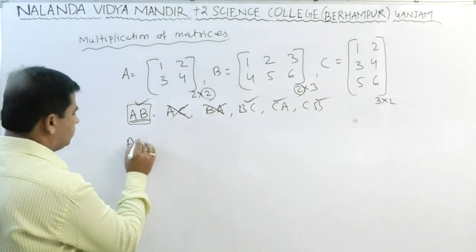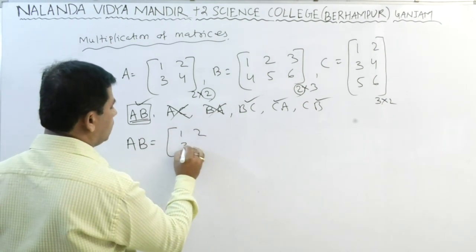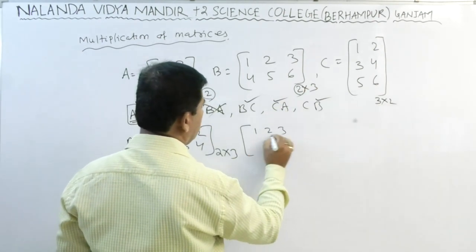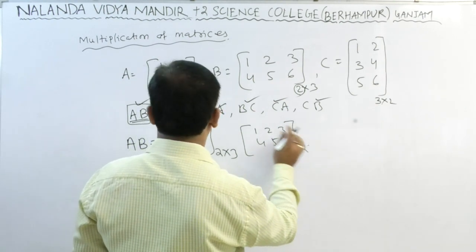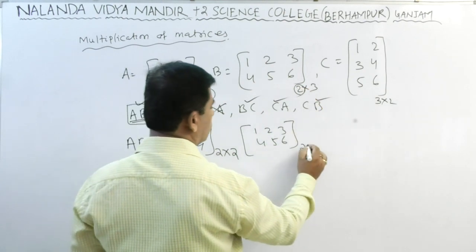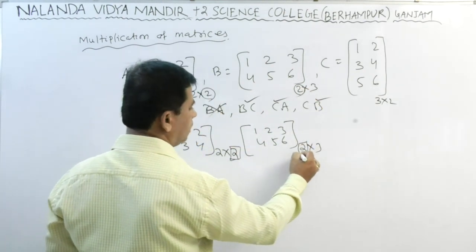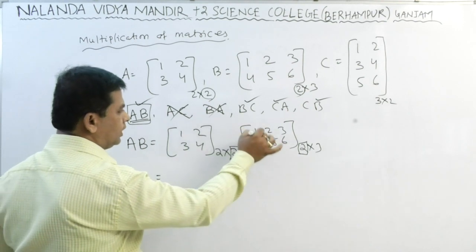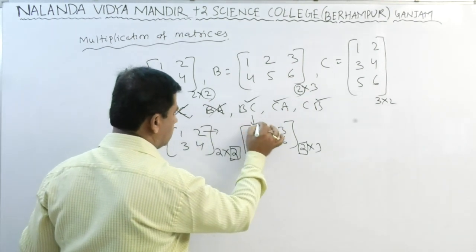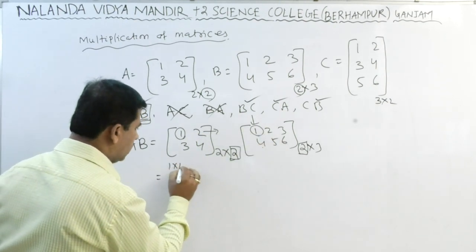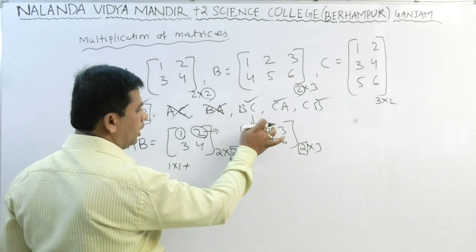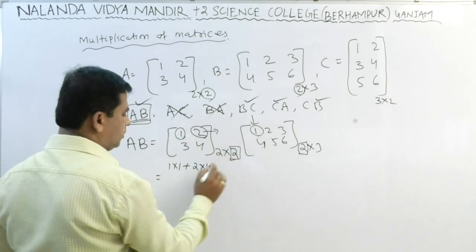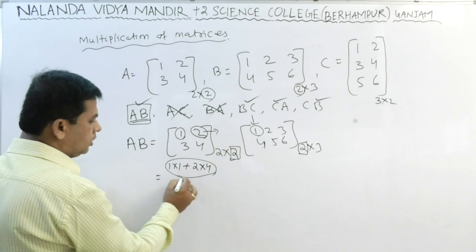First, we multiply AB. A is 1, 2, 3, 4 of order 2 cross 2, and B is 1, 2, 3, 4, 5, 6 of order 2 cross 3. Therefore, the number of columns in A is equal to the number of rows in B, and we can multiply A with B. For the first row, first column: 1 into 1 plus 2 into 4. This is the element of AB at first row, first column.